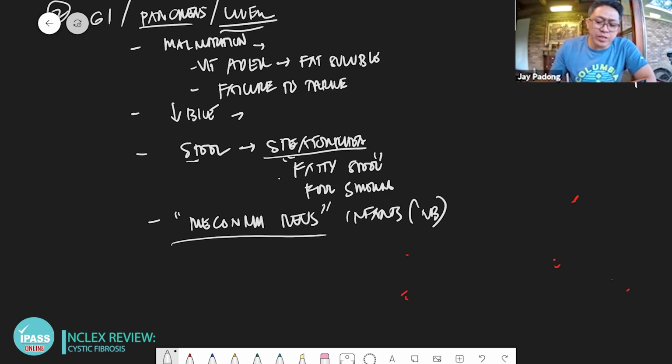Another thing, it's not really pathognomonic because meconium ileus can also be found in patients with Hirschsprung's disease, megacolon, and then they're not able to pass a stool as well. So meconium ileus can be found in your cystic fibrosis and your Hirschsprung's disease. But again, it's a first sign of your cystic fibrosis among infants.